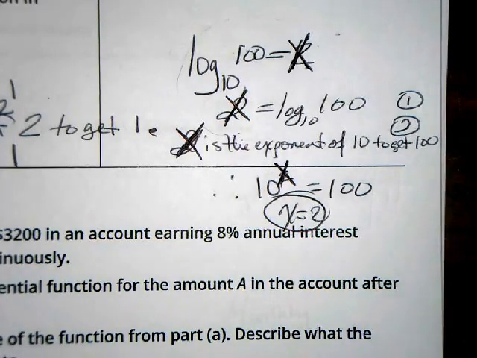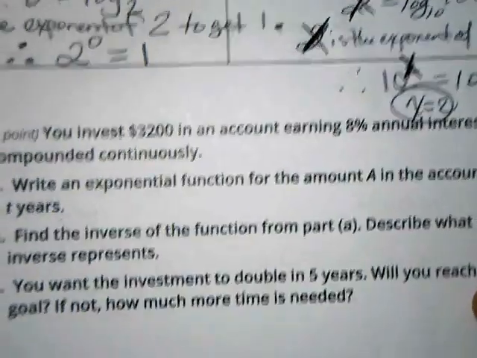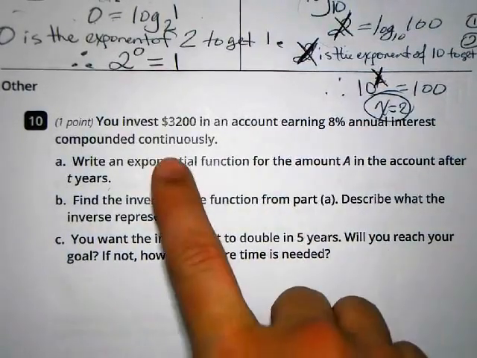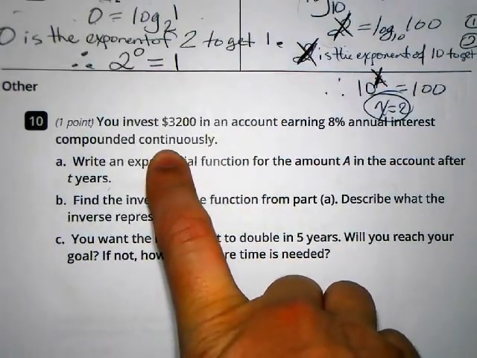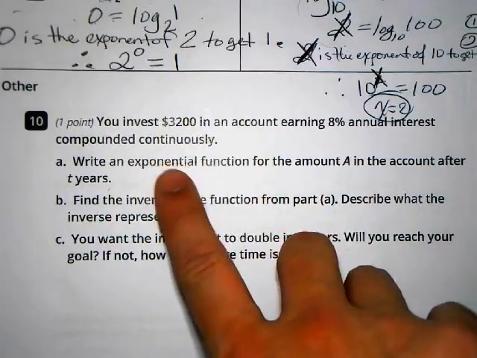What does it all mean? Why did we actually go through all of this? Let's take a look. You invest $3,200 in an account. It earns 8% compounded continuously. Let's write a function for A, the amount, in t years.